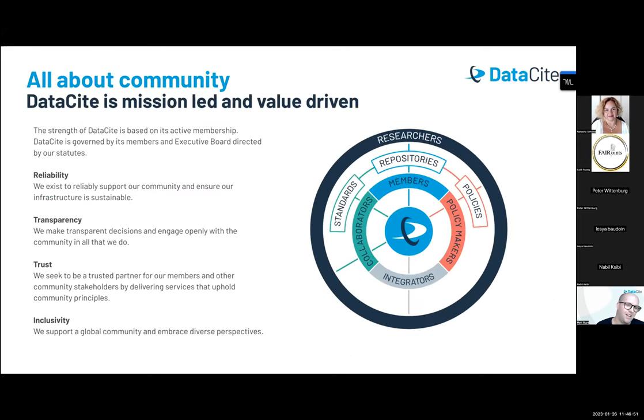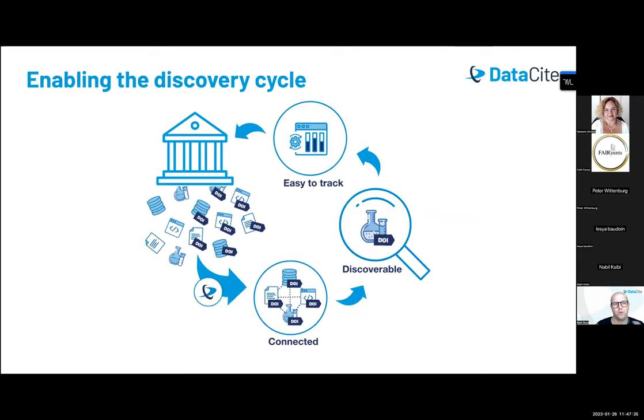It's all about community. And when we talk about working together, it's really important that we have fundamental values. And so we talk about ourselves being mission-led, but value-driven. We are really strong because of our active membership globally, but focus on four key areas of values: reliability, so being reliable, sustainable infrastructure for the community; being very transparent in how we make decisions and what governance groups make decisions; how we build trust as a partner with our members and for our members with different community stakeholders; and inclusivity. And together, working to enable really what we call the discovery cycle.